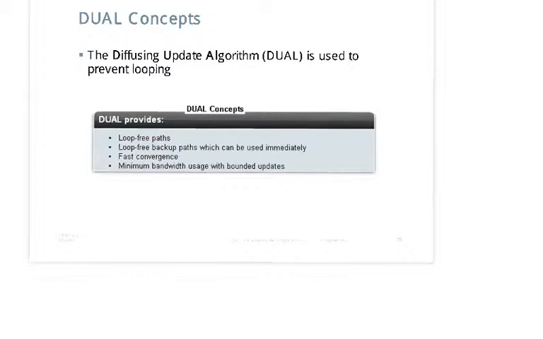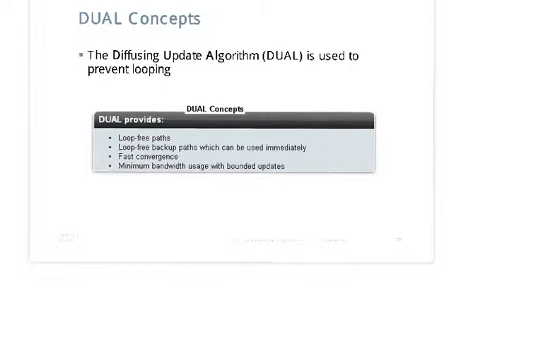So the DUAL mechanism uses loop-free paths. Again, it tries to search for one route which is loop-free, and it makes sure that this is loop-free. And then it doesn't actually stop at this point. It tries to look for all the feasible routes that are loop-free to the same destination.